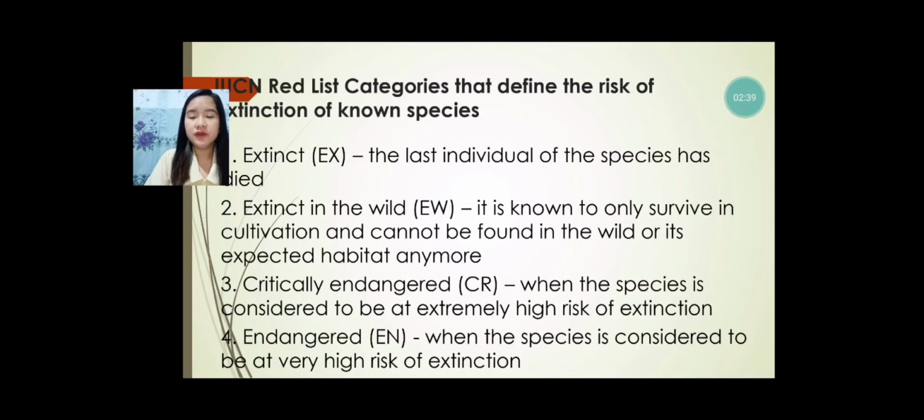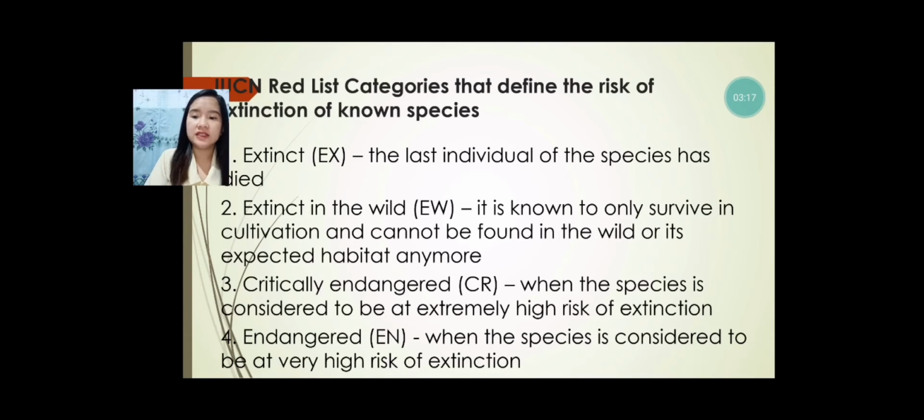The International Union for Conservation of Nature, or IUCN, is the global authority on the natural world's status and the measures needed to safeguard it. They formulated the so-called IUCN Red List categories that define the risk of extinction of known species. Number 1 is extinct. The last individual of the species has died.